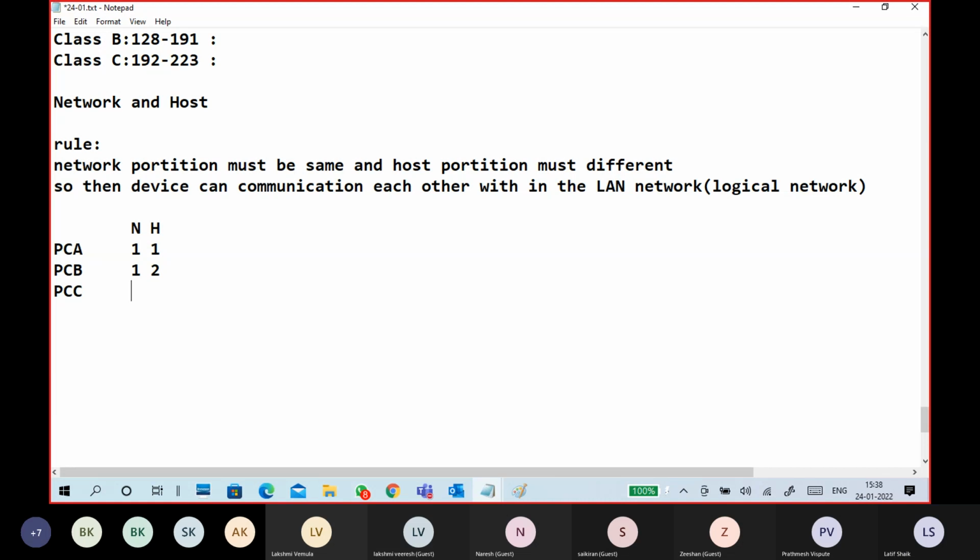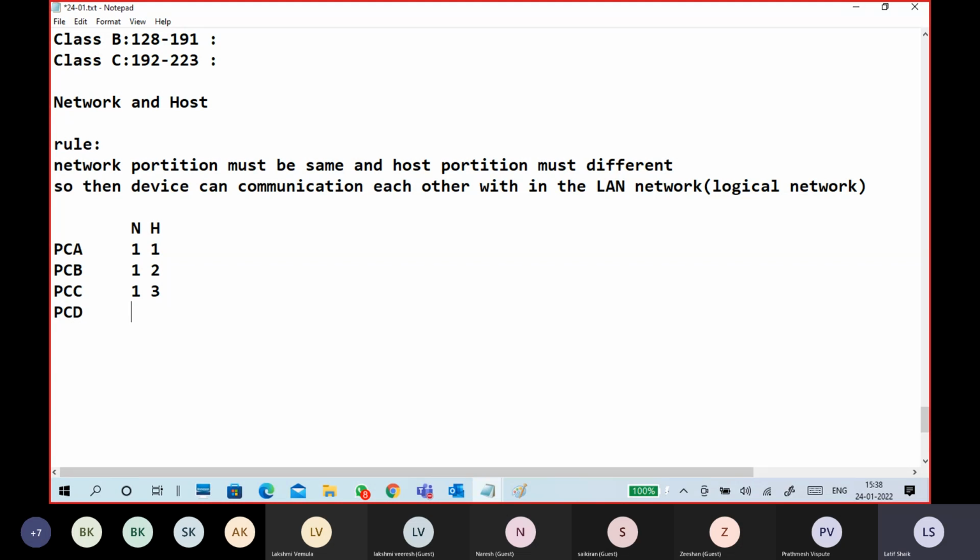Yes, sir. Both are in the same network. Same goes for PC3: network is 1, host is 3. So these three PCs are in the same network only.